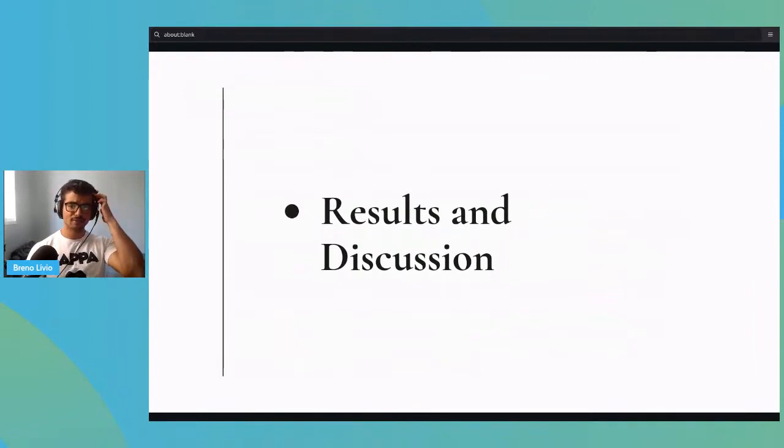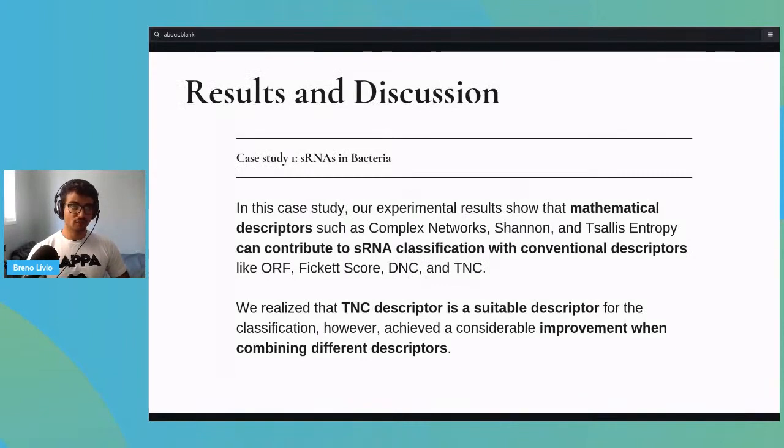So, with our methodology and pipeline created, what were our results? For the first case study, our experimental results show that mathematical descriptors such as complex networks, Chaos Game, and Shannon entropy can contribute to the classification along with the conventional ones, like open reading frame, Fickett score, and dinucleotide and trinucleotide composition. We realized that the TNC descriptor is a suitable descriptor for the classification, as our reference already did, however, we achieved a considerable improvement when combining different descriptors.